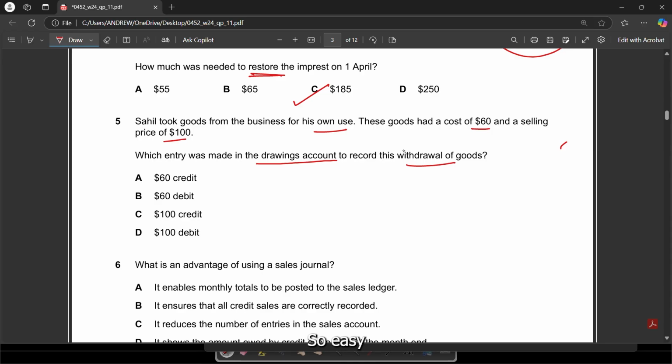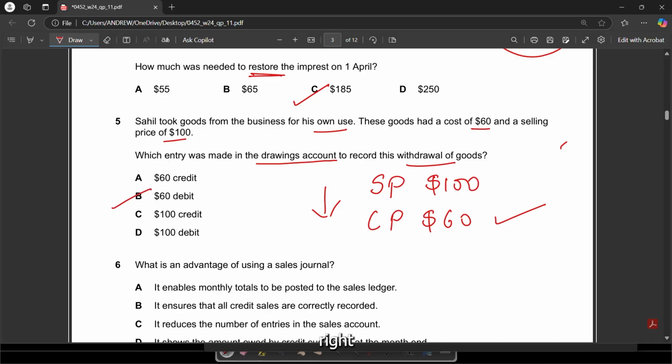Easy question again. Always understand, whenever we need to record the drawings amount, how much did he withdraw, that is nothing but the sale price or the cost price, whichever is lower. In this case, the selling price is $100, and the cost price is $60. So obviously 60 would be the right answer. Drawings, we always debit it, so that's the reason 60 debit would be the right answer.